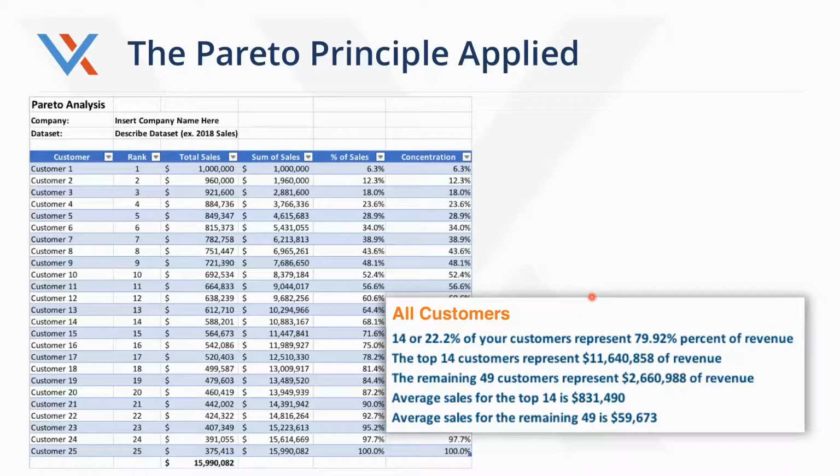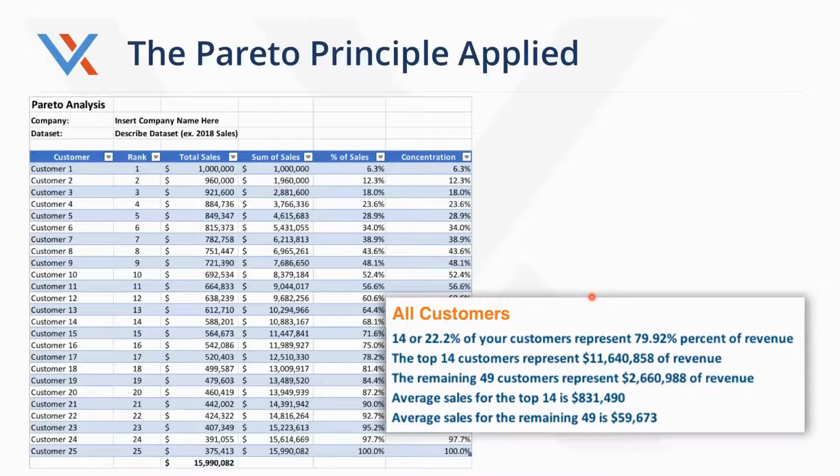You get to see some information on average sales for the top 14 at $831,000. The average sales for the remaining 49 was about $60,000. So that's a 14 times ratio with their top 14 customers versus the remaining 49 or 50 customers. So you start to see some pretty significant insights into what's going on in business when you start to look at it from this perspective. I picked this one because it almost exactly represented the Pareto principle and the concepts around it.